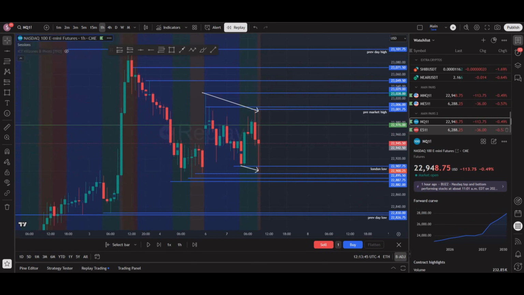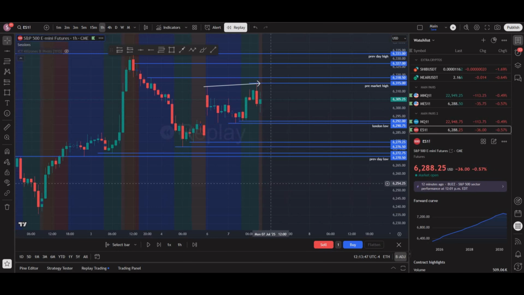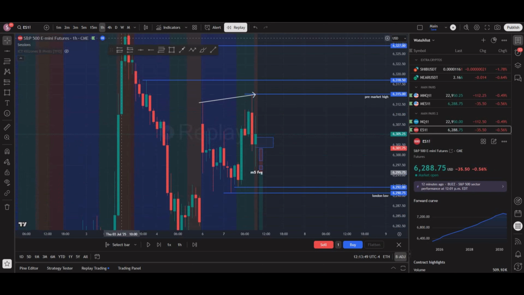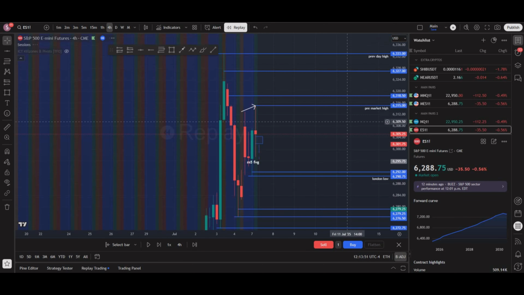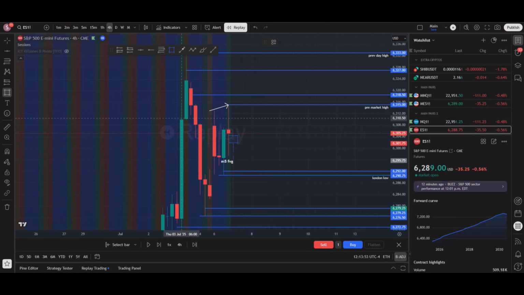So if you actually look at it from this point of view, we had a bearish SMT forming in the pre-market. If you look on the 4-hour chart, the 4-hour is actually still respecting this 4-hour bearish fair value gap.